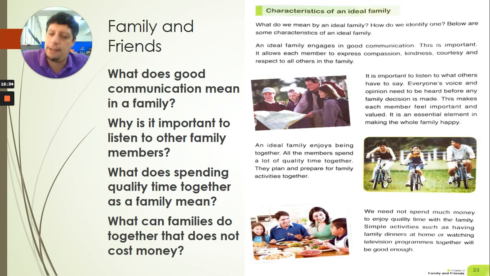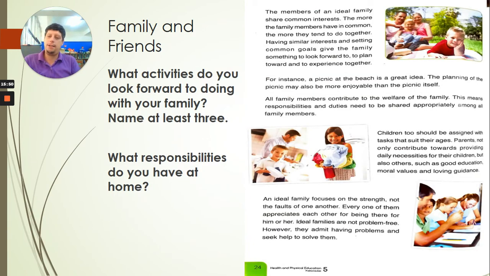What can families do together that does not cost money? So I hope you have already answered that question in your head and make it very easy to answer in your copybooks. Okay, so we've got one more page, page 24.